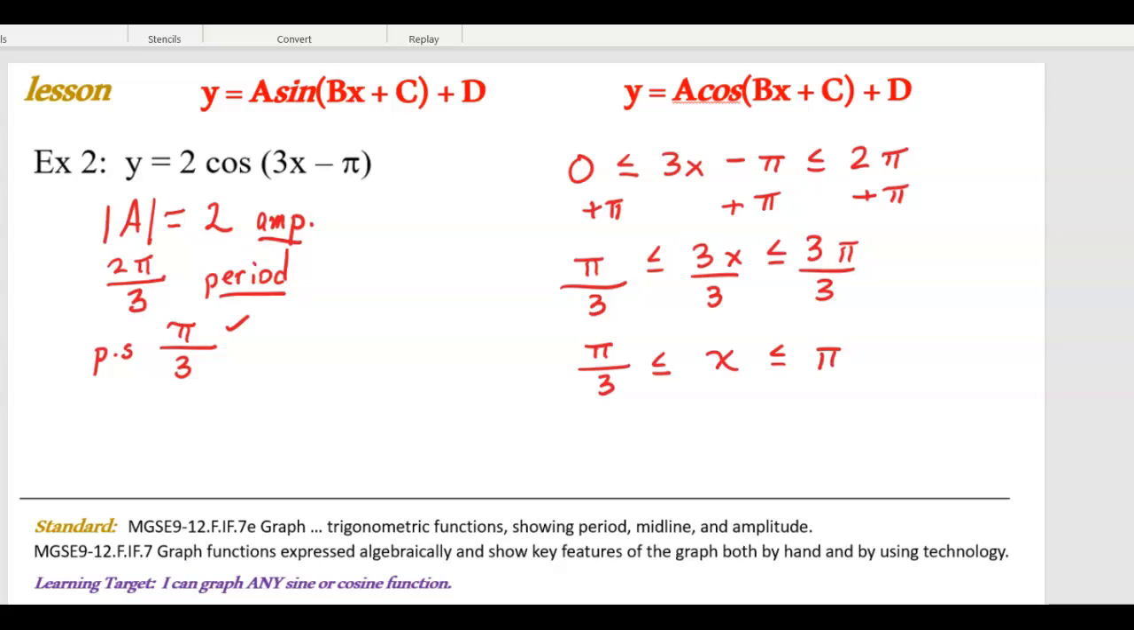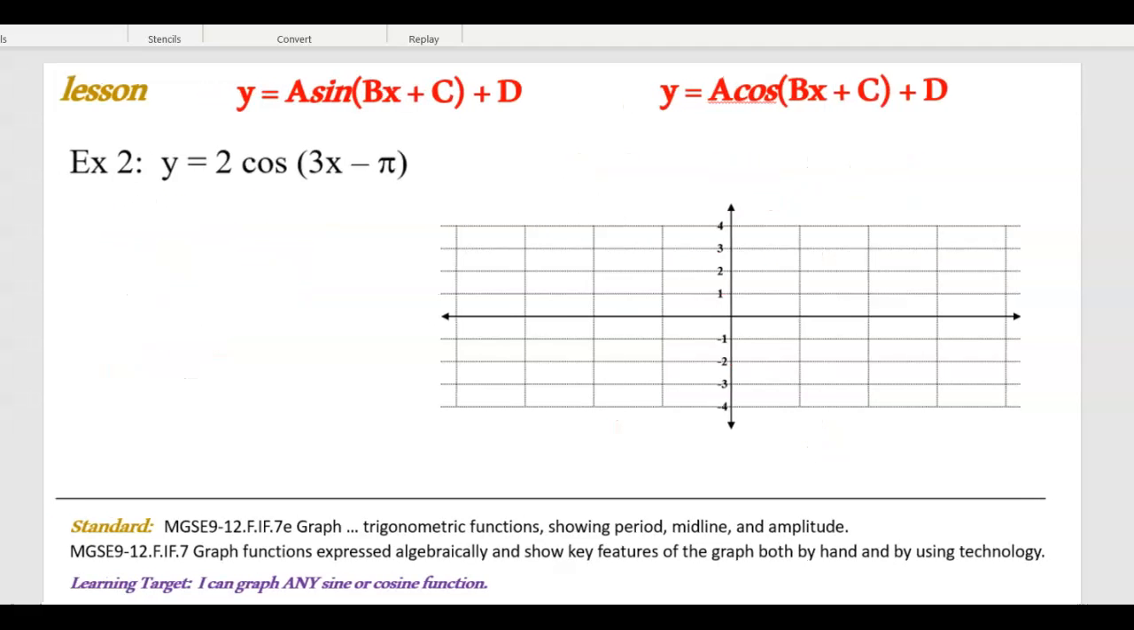Okay, so now we're going to start the graph at pi over 3. Now pi over 3 is my phase shift, once again. And we're going to end at pi. Now pi happens to be pi over 3 plus the period. So pi over 3 plus 2 pi over 3 is pi. Begin, end the graph, and then label everything in between that's relevant. Okay, so that takes us to the graph.